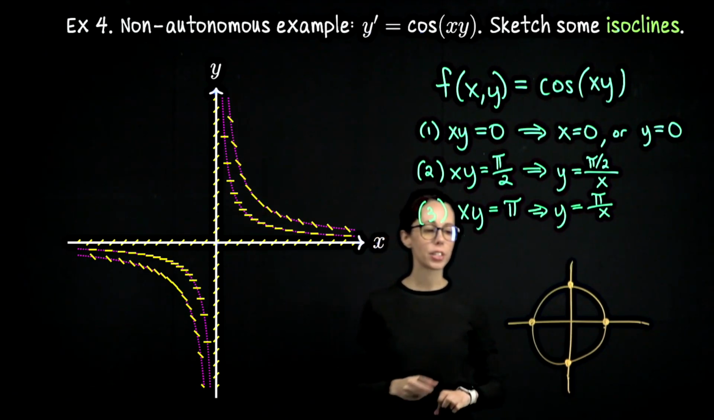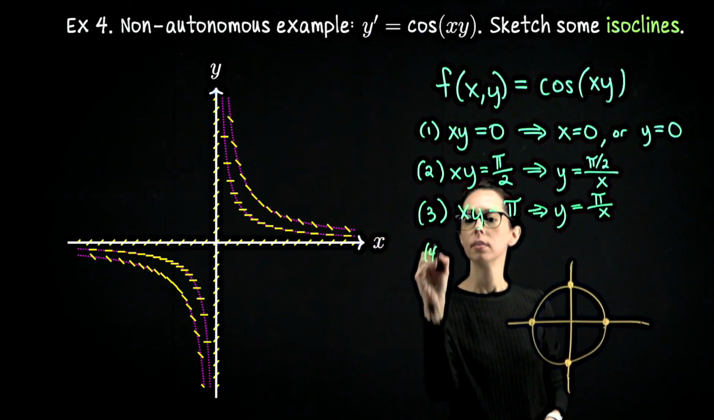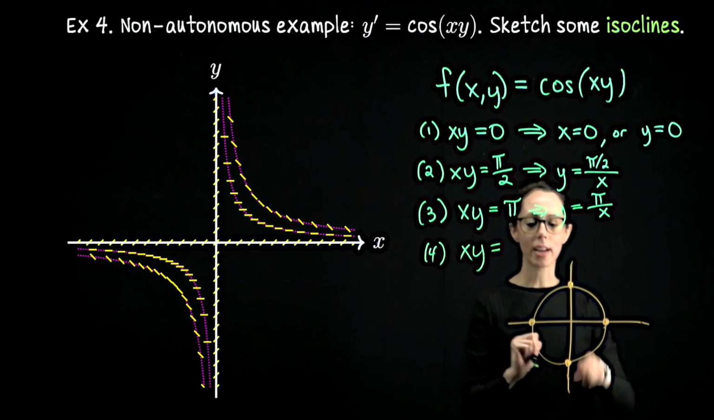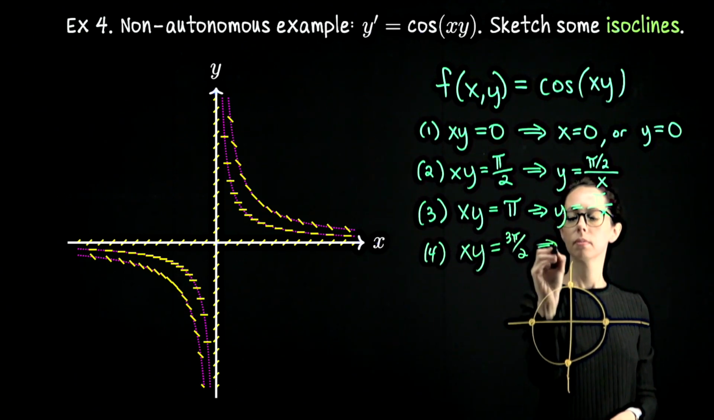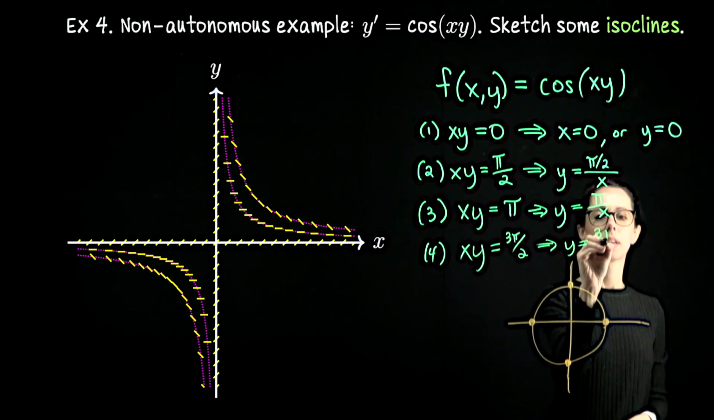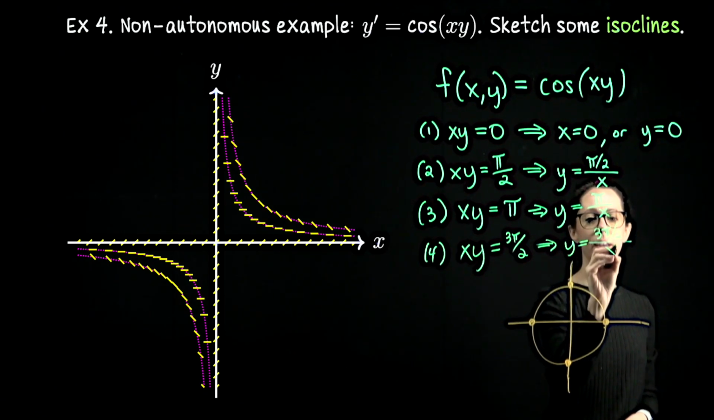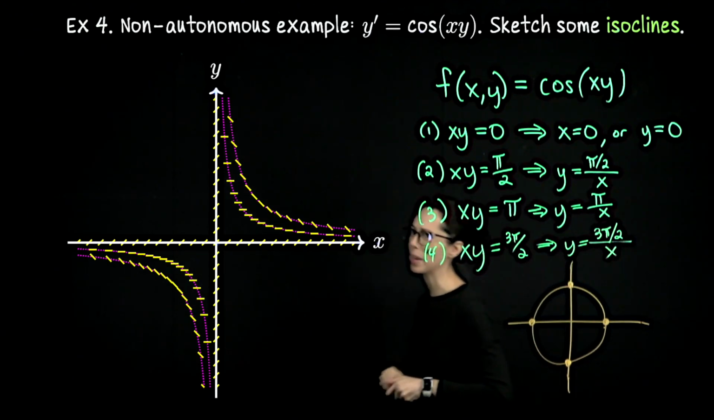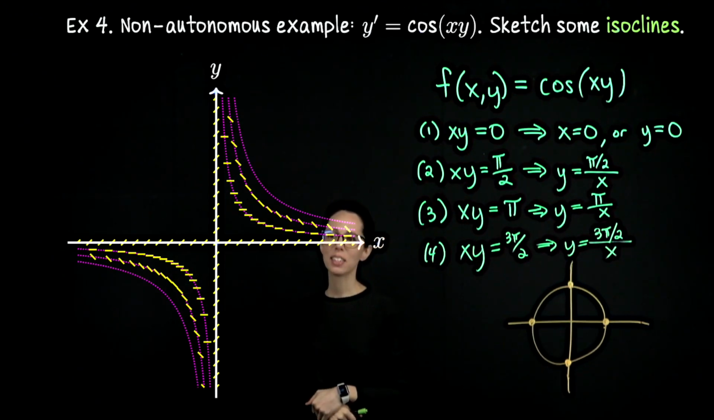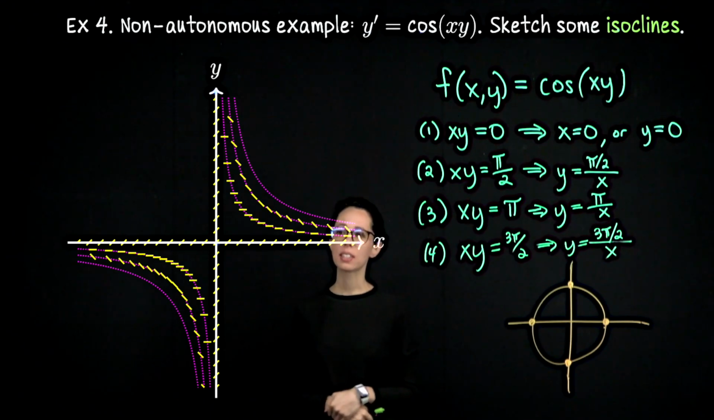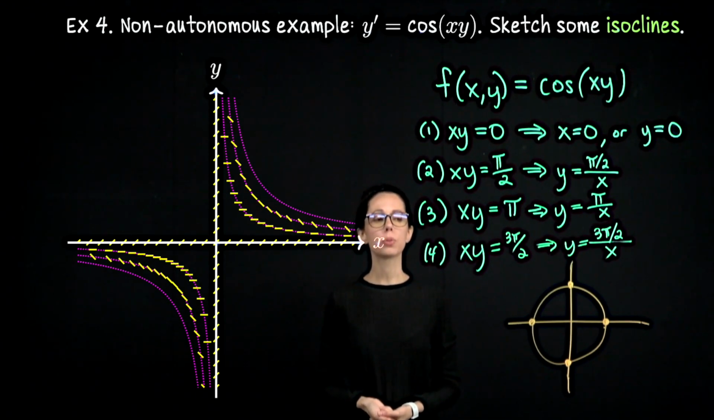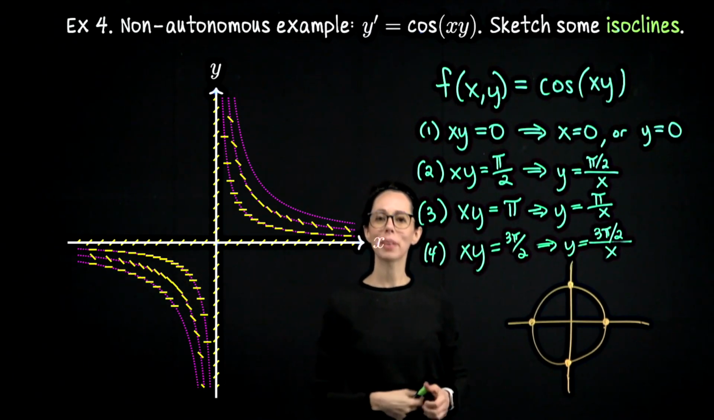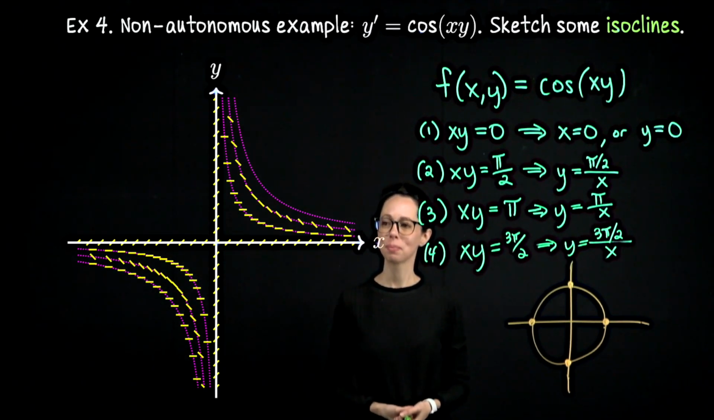Let's go to pi over 2 now. Oh, sorry, did I say pi over 2? I meant 3 pi over 2. Again, it's just a different hyperbola, and the picture gets pretty busy. So let's add that. And to this pair of isoclines, we're going to add little line segments whose slope is 0 again, because cosine of 3 pi over 2 is 0.